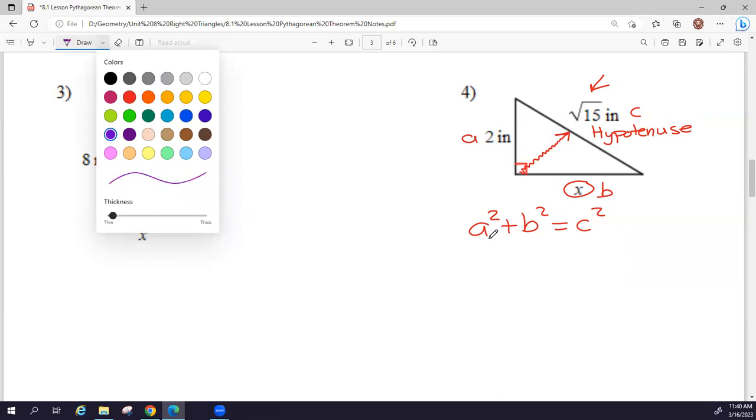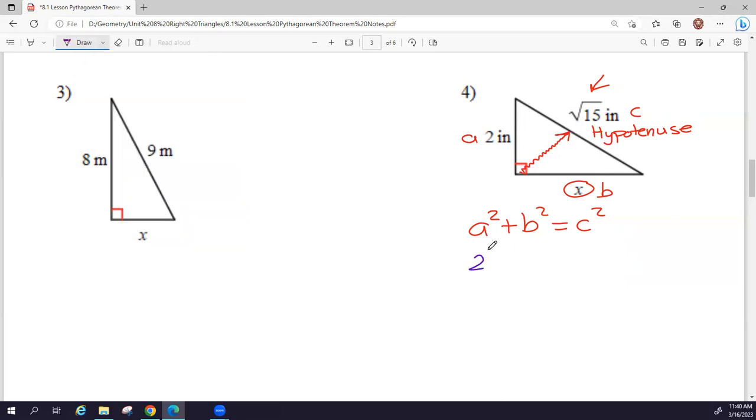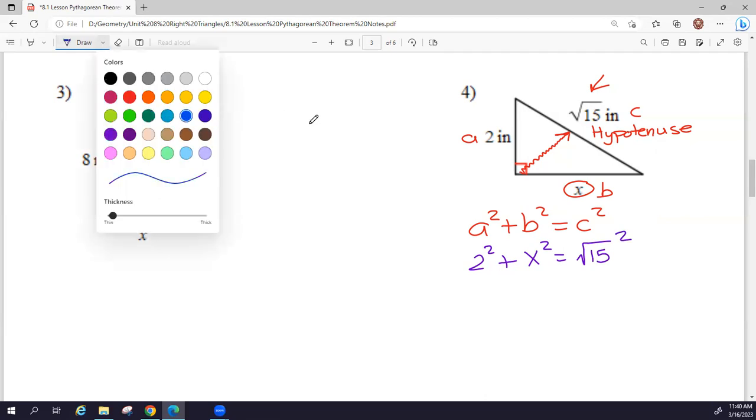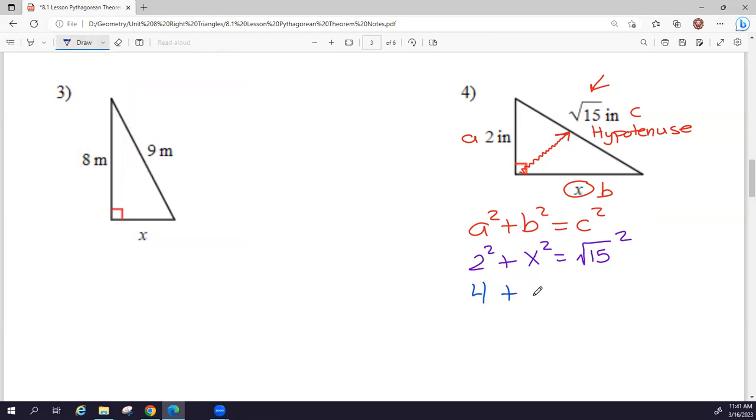Let's plug in what we know. I said A was 2, so don't forget to square it. B, I said was X. Don't forget to square it. The square root of 15 is C. I'll say it again. Don't forget to square it. Now I want to simplify my numbers before I go solving for X. So 2 squared is 4.